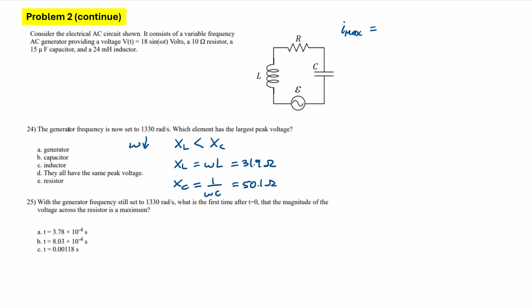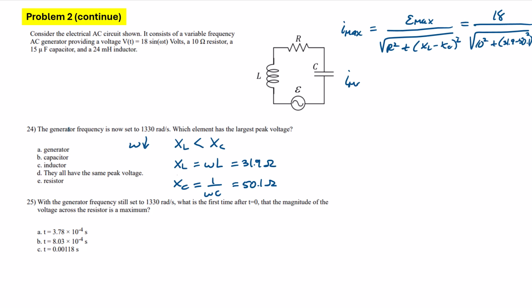And the maximum current is the maximum voltage divided by the total impedance, which includes all of these terms now, R squared, and then XL minus XC, and square all of that value. Now let's substitute in all these values. Here you get 18 for the maximum voltage. The resistance is 10. And then we substitute in over here. We're going to have 31.9 minus 50.1. I'm running out of space. Don't forget to square that whole term. All right, you calculate what this maximum current is, and you should get something around 0.866 amps.